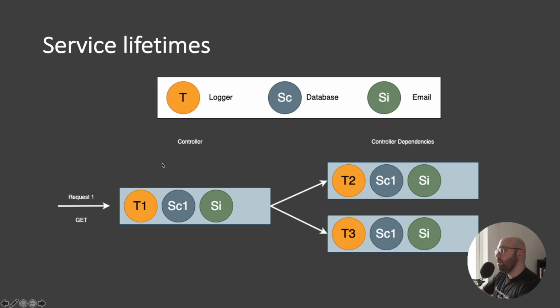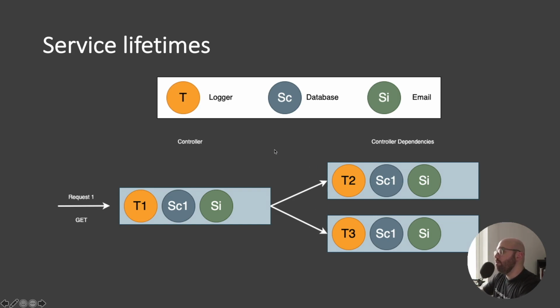As we can see here, we have T, which stands for transient, SC, which stands for scoped, and S for singleton. But we also have a number. The number here we have added is for us to know how many times an object has been created from that service. As we said, transient means an object is created every time we need it.